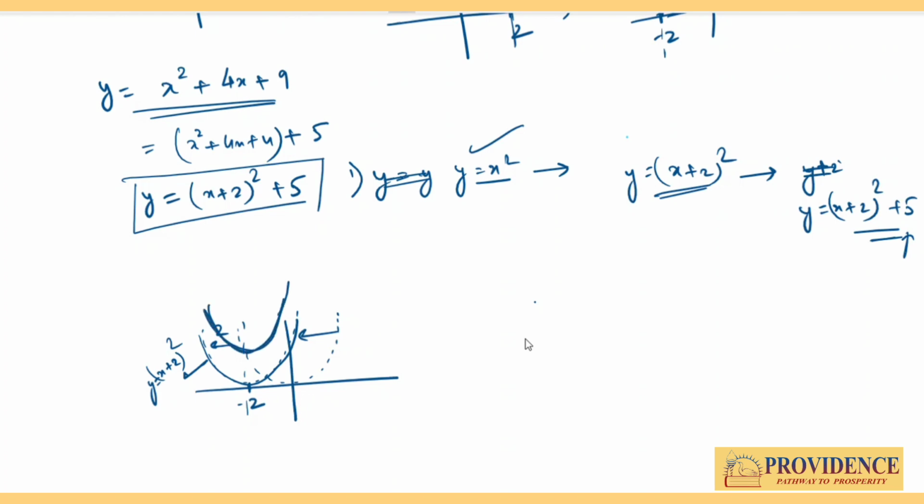Okay, so ultimately the nature should be something like this. It should be something like this. So at minus 2, okay, and what will be this point? This will be simply, if we put x equals to 0 in this equation, it will be 9. So this is 9.